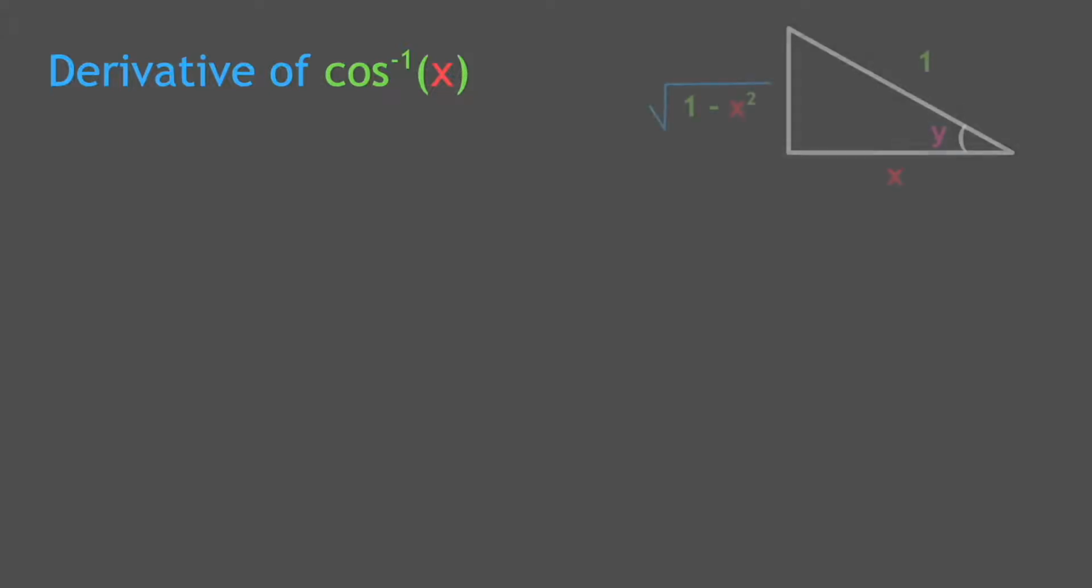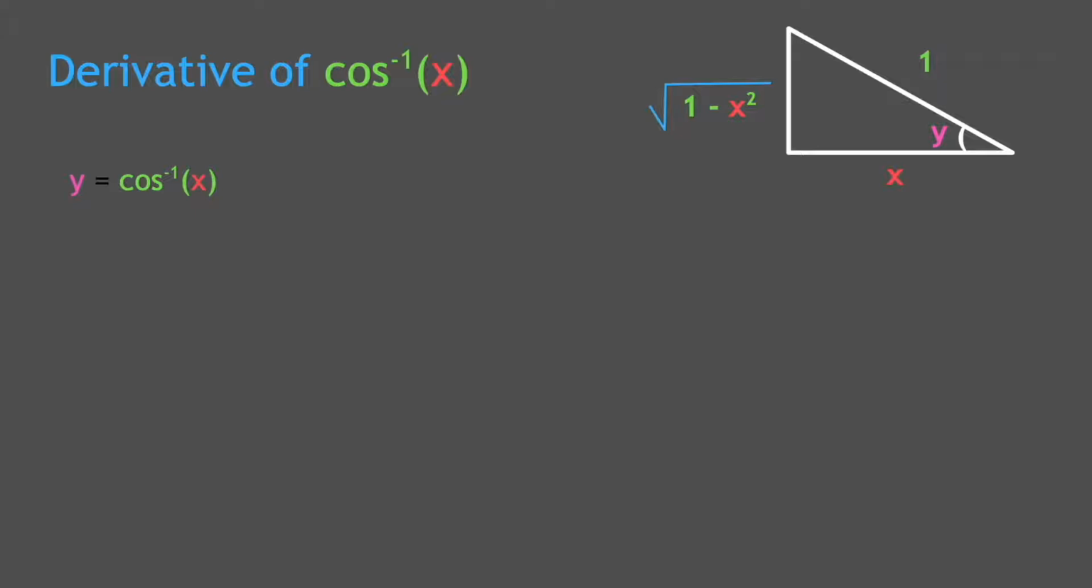Now, let's talk about the derivative of the inverse cosine of x. So, our triangle is going to look like an adjacent side being equal to x and a hypotenuse side being equal to 1. From here, we can use, again, the Pythagorean theorem to solve for the opposite side, which is going to be equal to the square root of 1 minus x squared, and we can set some angle equal to y. From here, we'll set up an equation, so we'll have y is equal to the inverse cosine of x.